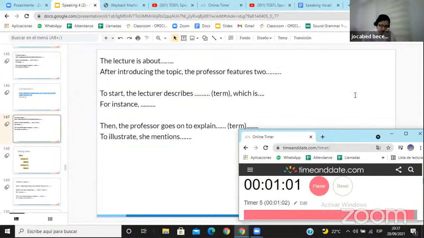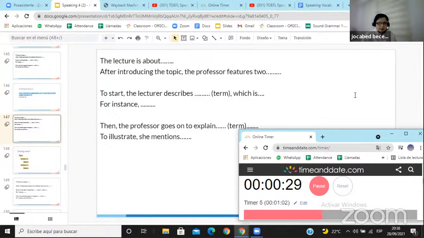Okay. The lecture is about the defense mechanisms when people have psychological pain. To start the lecture, she describes the first mechanism, fantasy. Fantasy is when the person invents a happy story, and she mentioned the example of the dog. When the dog is lost, she invented that the dog found a great family.